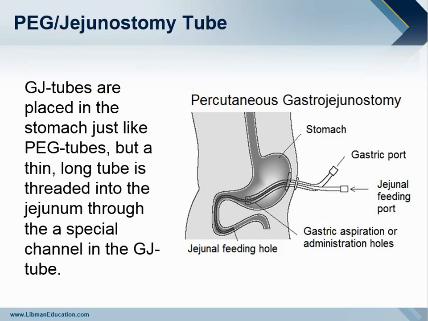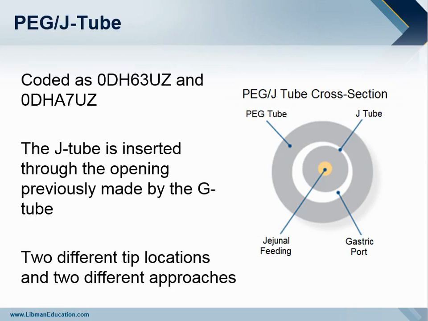So this has a different approach. We need to think about this as a percutaneous gastrostomy and then a jejunostomy that is done through an artificial opening that was just created by the G-tube. There are two different tip locations here, stomach and jejunum, and there are two different approach values, but there's only one stoma created into the abdominal wall. So this takes two codes to accomplish this.